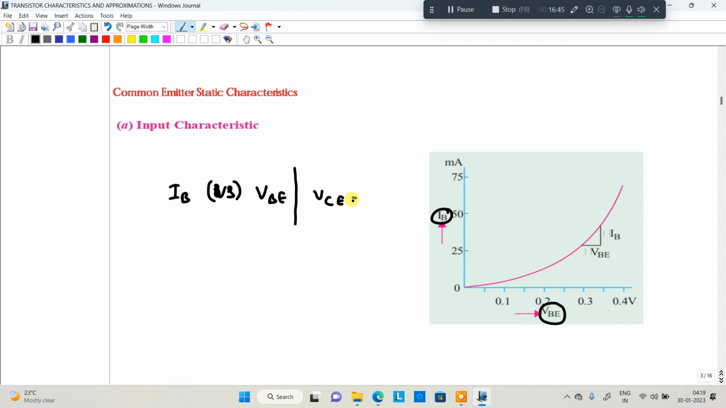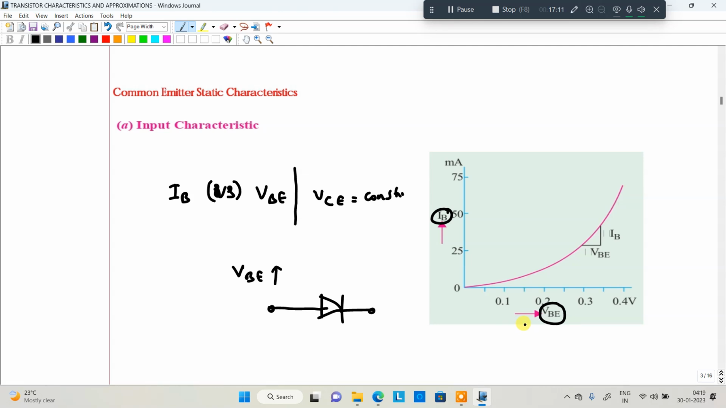VCE is a constant. We have to do that. So, constant VCE. Now what I am doing is increasing VBE step by step. It is the same as already mentioned, same as the diode characteristics. The input characteristics are similar to the diode characteristics. There may be a chance that a question on this will come.